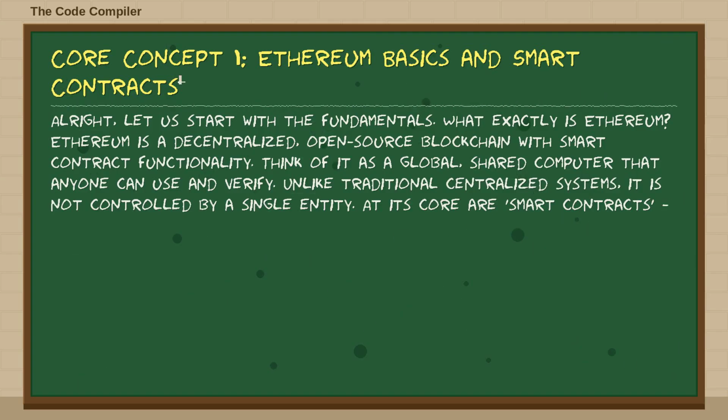At its core are smart contracts. These are self-executing agreements with the terms of the agreement directly written into lines of code. They run exactly as programmed without any possibility of downtime, censorship, fraud, or third-party interference. Web3j is your Java gateway to interact with this amazing Ethereum network.